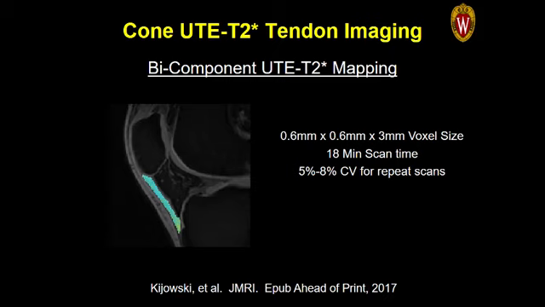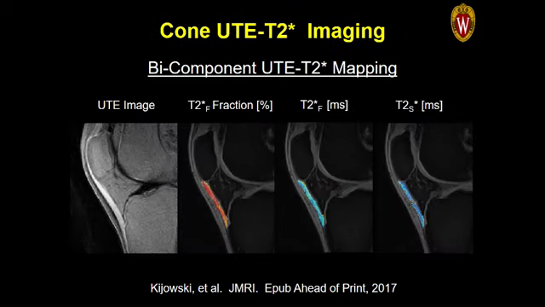Now, our group recently has used a cones k-space-based trajectory provided by GE Healthcare to perform bicomponent ultra-short echo time T2 star mapping of tendon. Using this technique, we were able to acquire 0.6 millimeter by 0.6 millimeter by 3 millimeter voxel size bicomponent T2 star maps of the patellar tendon in an 18-minute scan time.